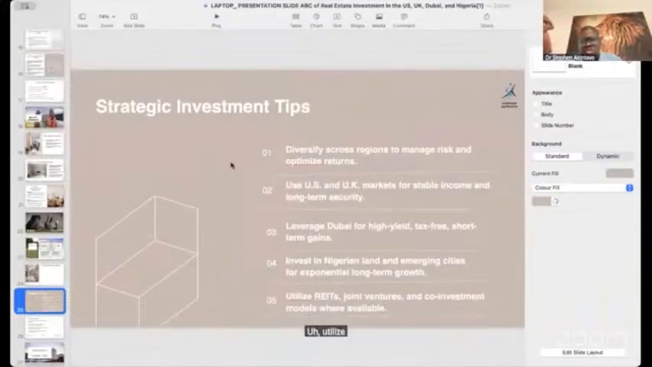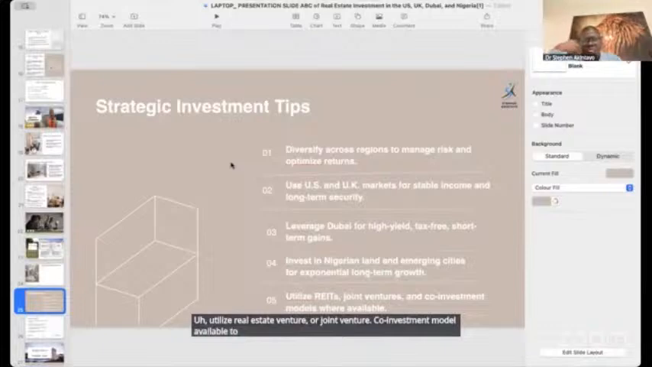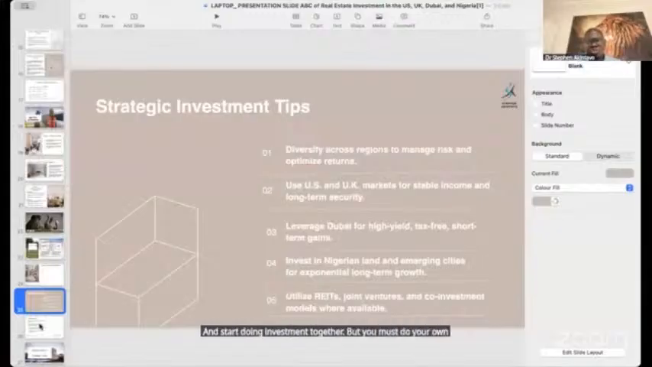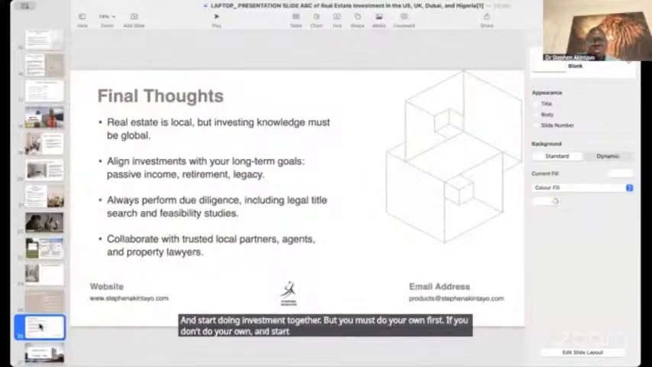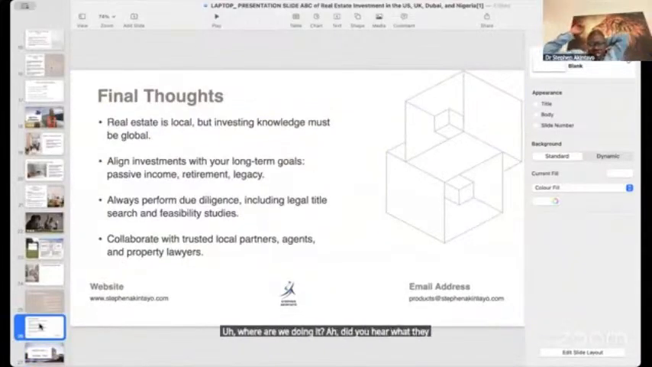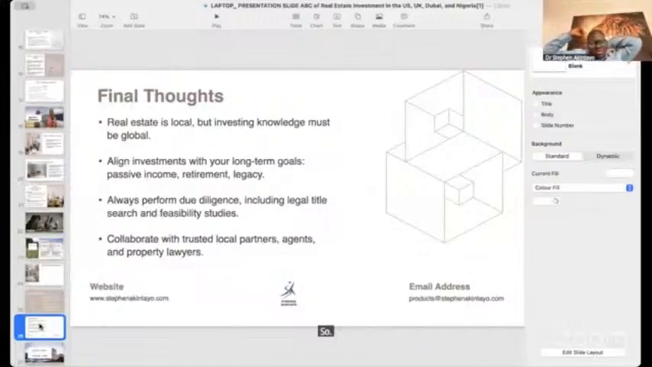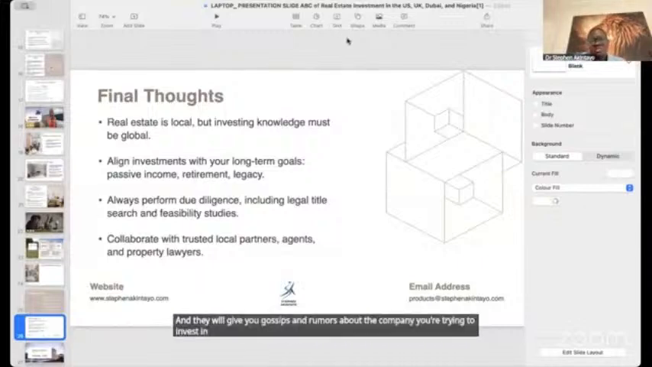Utilize real estate ventures, joint ventures, and co-investment models available to raise capital, because sometimes you need to start with your own money, but at some point you need to come together as a group, as a team, and start doing investment together. But you must do your own first. If you don't do your own and you start calling the team, the team will start giving you rumors. Where are we doing it? Did you hear what they said? Did you hear the story we heard? So if you don't structure well, people will still discourage you, and they will give you gossips and rumors about the company you're trying to invest in until you end up not investing.